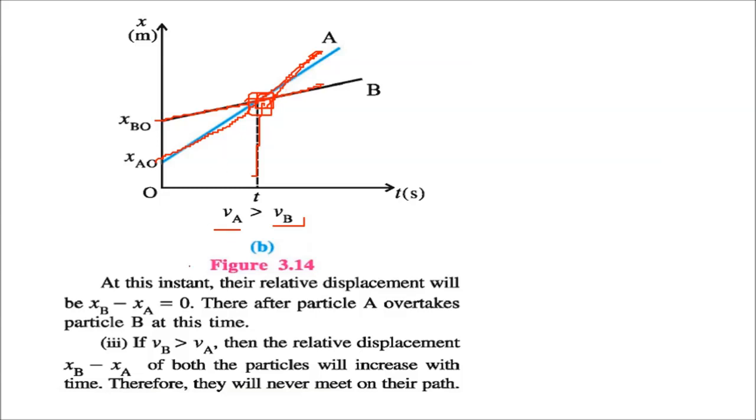Now let us assume that VB is greater than VA. Now the velocity of B is greater than VA. What happens? Because B is faster, if A is going like this and B is going like this, the distance will increase. So the distance between both particles will increase with time, and they will never meet.